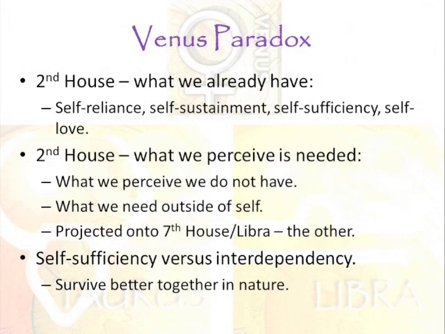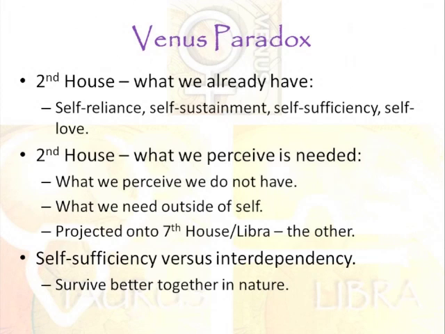In addition to this perception of what we already have to survive, physically, sexually, values, it then leads us to this perception of what we do not have. So that second house and everything that I described will also then show us what we don't have, what we need to find outside of self. And that then is projected onto the seventh house cusp, or Libra, which is represented by the other.